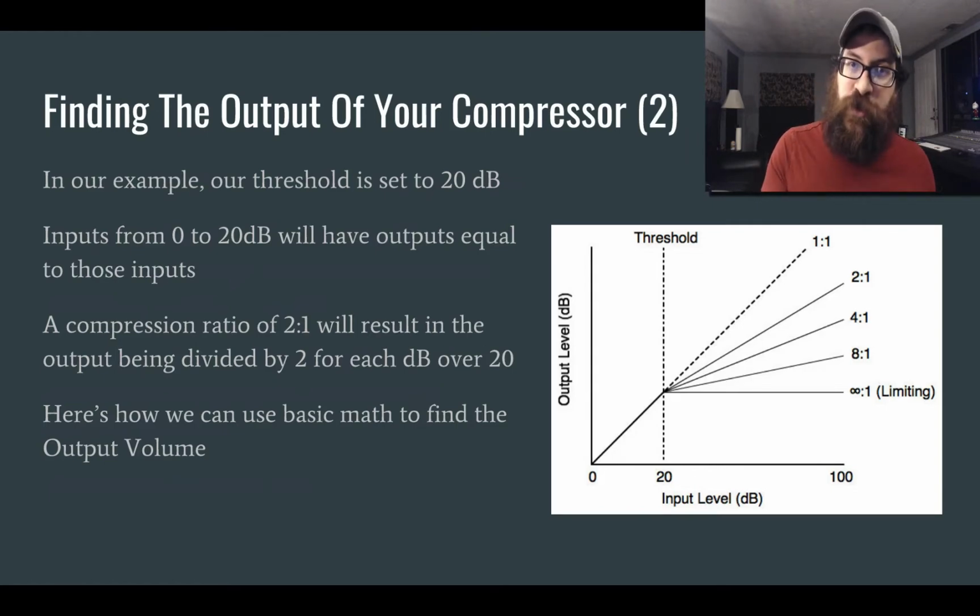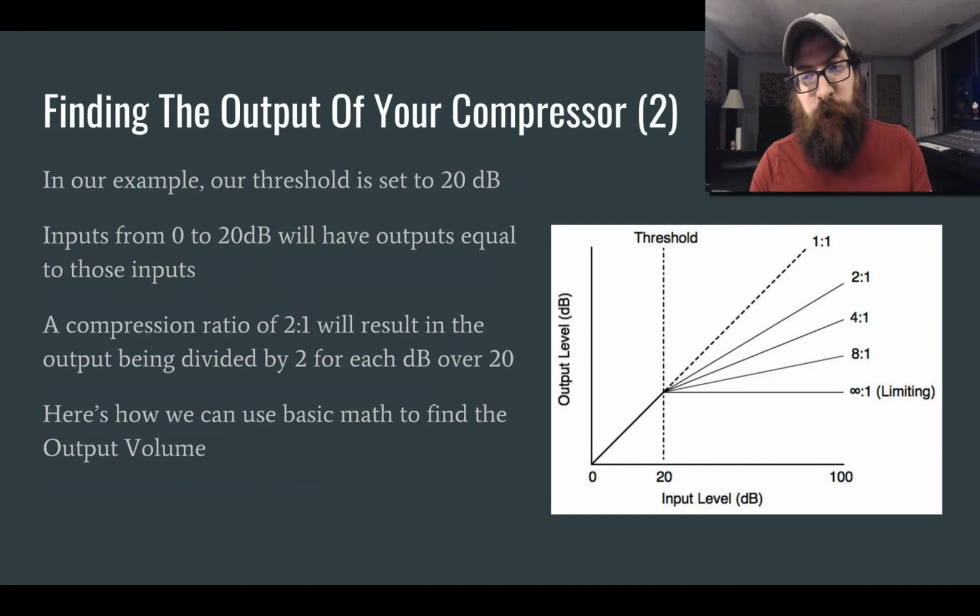So after we reach 20, now we go to 21, 22, 23, 24. Now each one of those decibels is going to be divided by 2. So you're only going to get a half of the decibel change that actually happens. So if it goes up 2, it actually is going to get compressed down to only have gone up 1. Just 2 divided by 2 equaling 1.